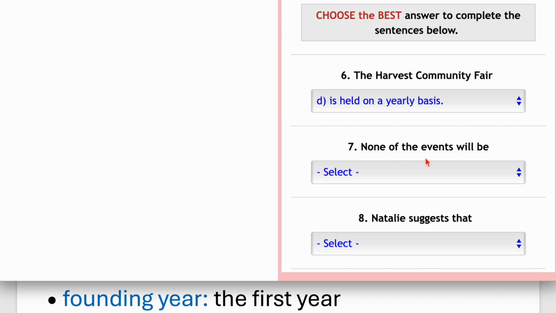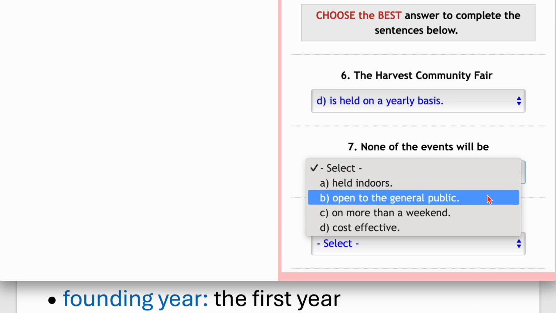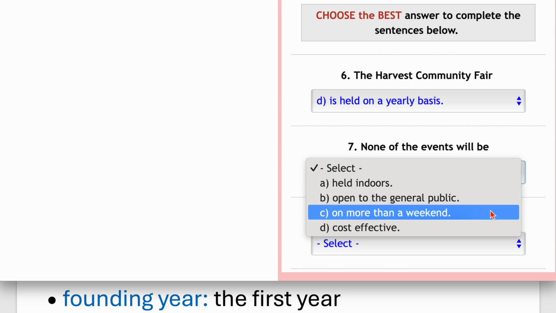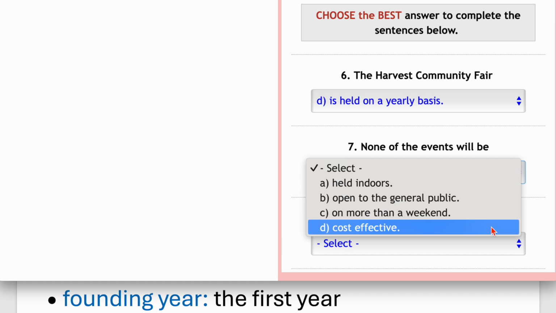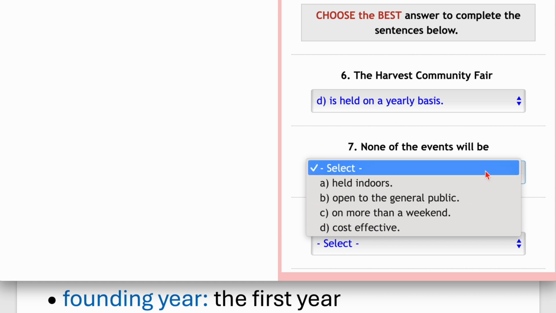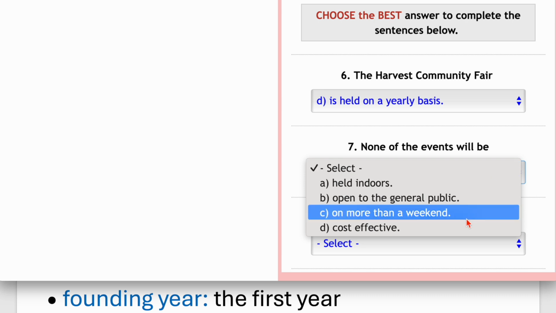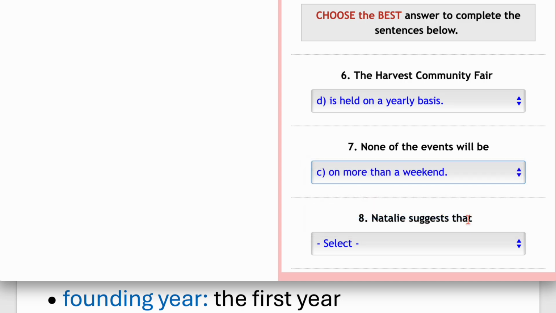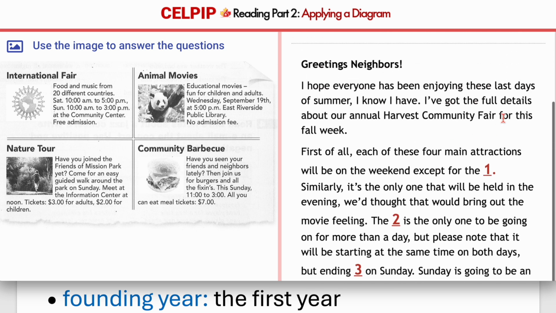Okay, next. None of the events will be held indoors, open to the general public, on more than a weekend, cost effective. None of the events will be. Okay, so the answer should be on more than a weekend. On more than a weekend is the correct answer. Why? Well, firstly, this is only 1 week for this fall week. And also, it says it's going to be only this Saturday, Sunday, this Wednesday, this Sunday, and then Sunday. It doesn't say every weekend or more than a day.